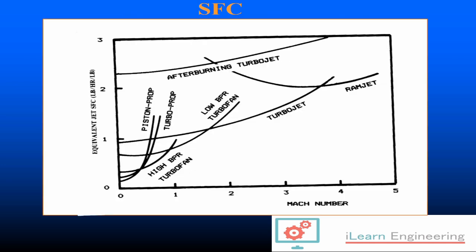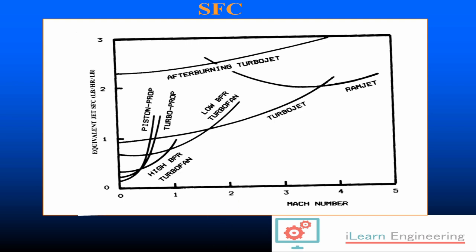So this is an interesting graph because it shows the specific fuel consumption for different types of engine, and it is plotted against Mach number. Now remember, Mach number is related to the speed of the aircraft. It's the speed of the aircraft relative to the speed of sound, so in other words, you divide it by the speed of sound. If you have a Mach number of 1, then you are traveling at the speed of sound. And if you have a Mach number of 2, then you are traveling at twice the speed of sound.